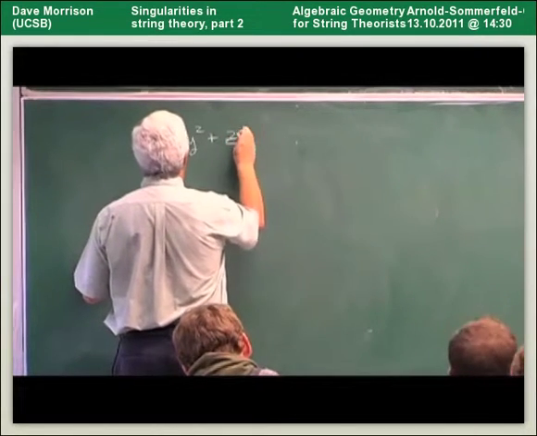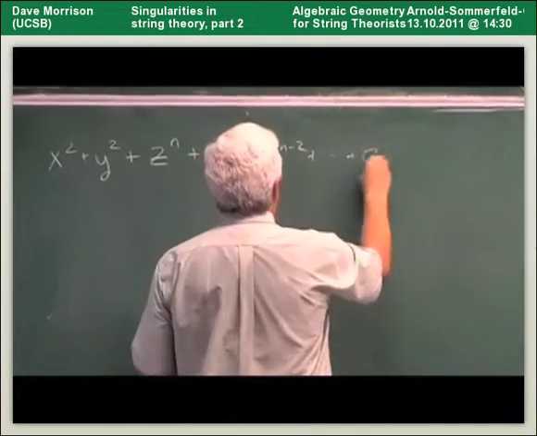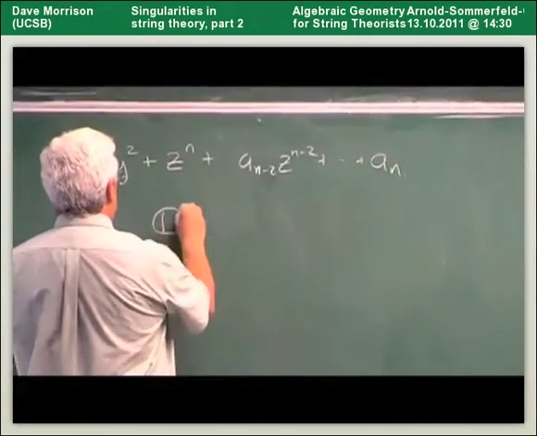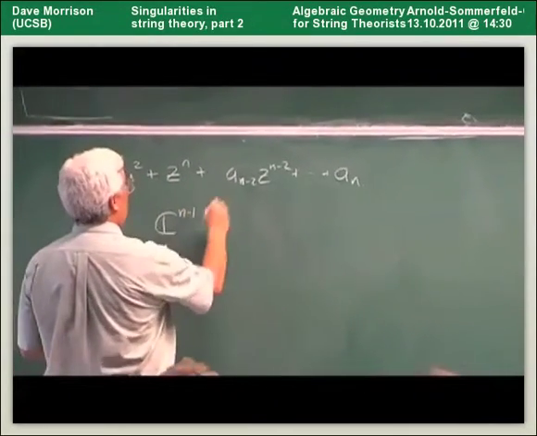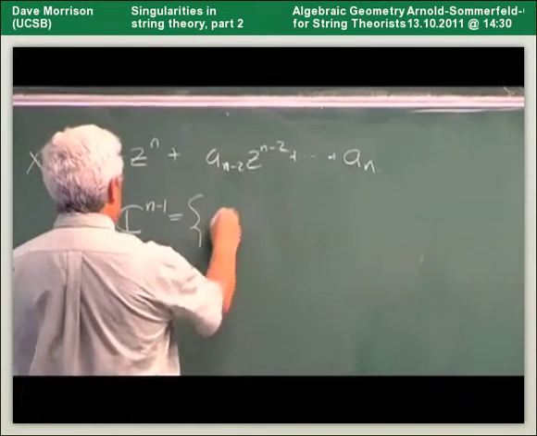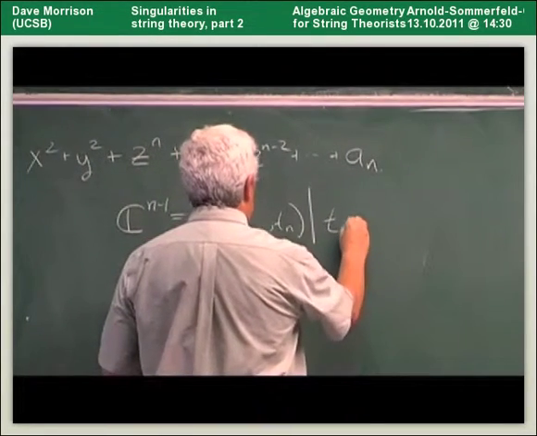So there I have x squared plus y squared plus z to the n plus... Now it's familiar that I don't need the z^(n-1) term in here, right? I do that kind of deformation. And my C^{n-1} that I started out with, the eigenvalue action, can be described as a set of t_1 through t_n. These are the eigenvalues of the matrix.